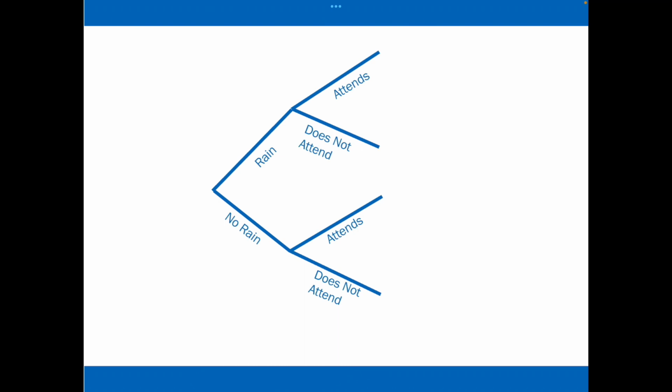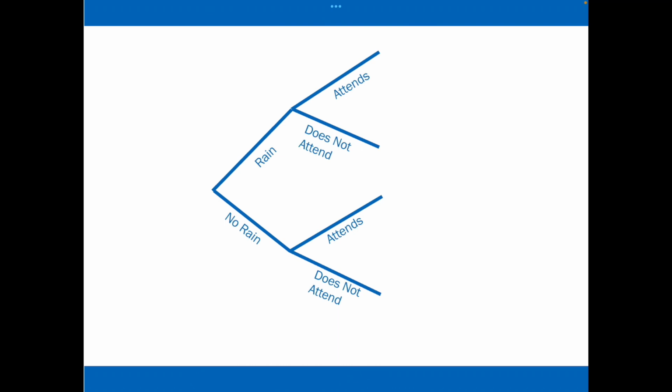Notice I put the raining and not raining first because whether the student attends or not depends upon whether it rains, not the other way around. So always think of the order of our tree by asking which event depends upon the other event. And the one that depends upon it should go second, and the one that causes it should go first. So the rain is causing the student to attend or not attend. So that makes the rain the first one in our tree and the attending the second one in our tree.